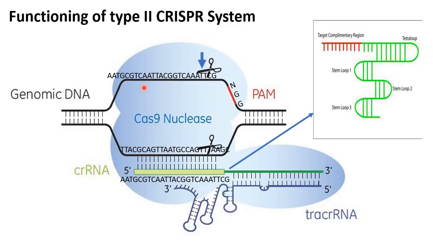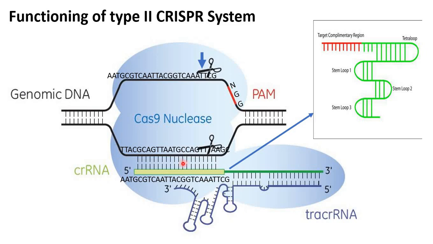So how does this CRISPR system work? As I said, suppose you have a gene and you want to target a particular gene. That sequence should be near the PAM site, and in most cases the PAM site is NGG. However, the PAM sequence could be different based on the bacterial source from which you are isolating the Cas9. In most cases it is NGG, but in some cases it could be another sequence as well, and we will discuss it.